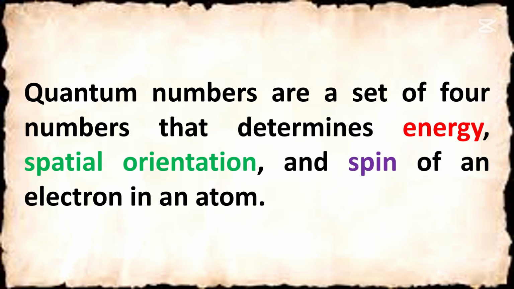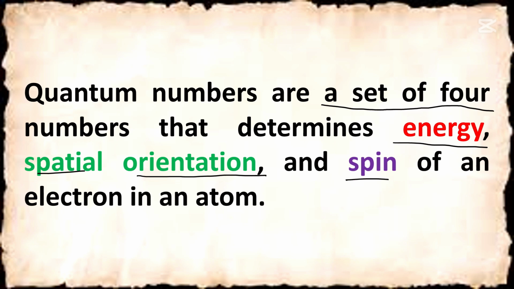What are quantum numbers? Let me begin from the definition first. Quantum numbers are a set of four numbers that determine the energy, spatial orientation, meaning orientation in space around the nucleus, and spin of an electron in an atom. In simple words, quantum numbers give us information about the energy of a particular electron. It gives the position of an electron, how far the electron is from the nucleus.